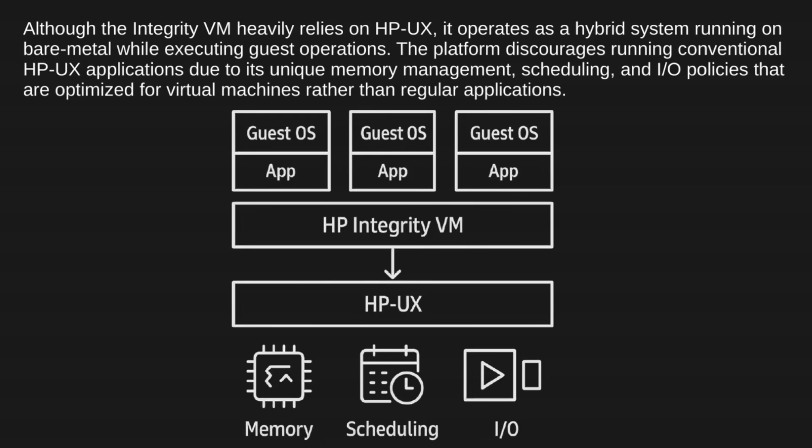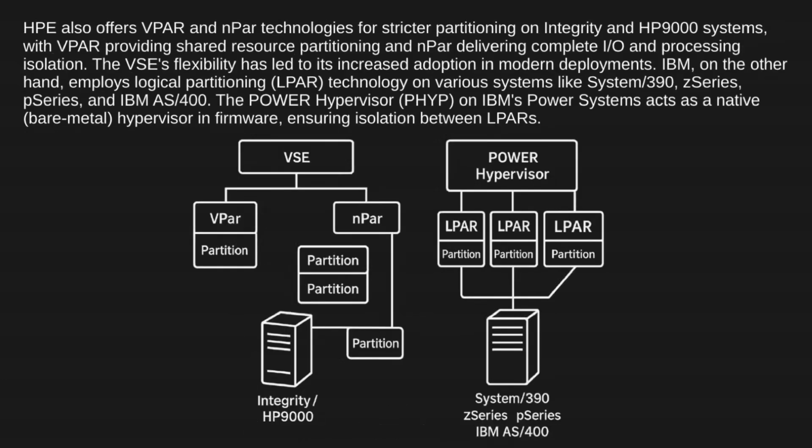The platform discourages running conventional HP-UX applications due to its unique memory management, scheduling, and I/O policies that are optimized for virtual machines rather than regular applications. HPE also offers vPars and nPars technologies for stricter partitioning on Integrity and HP 9000 systems, with vPars providing shared resource partitioning and nPars delivering complete I/O and processing isolation. The VSE's flexibility has led to its increased adoption in modern deployments.